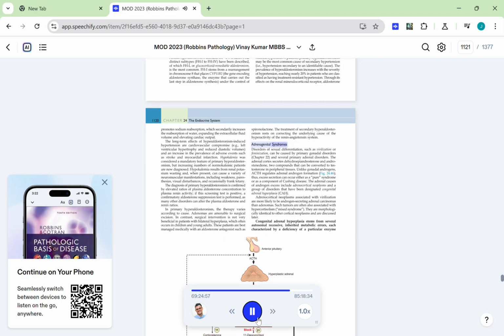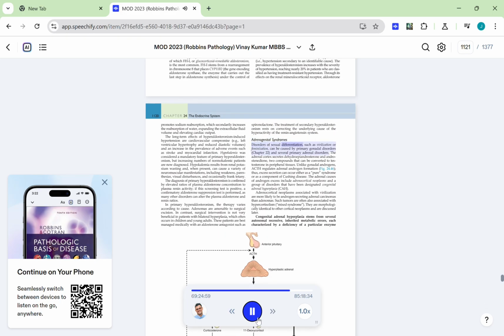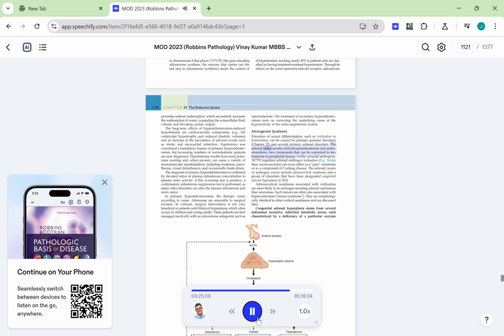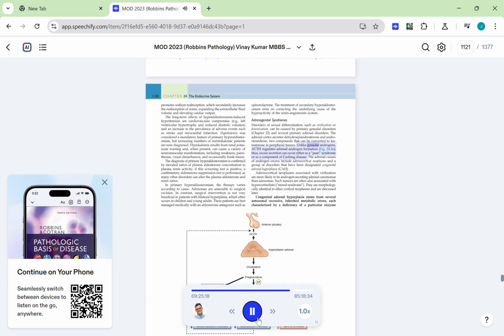Adrenogenital syndromes. Disorders of sexual differentiation, such as virilization or feminization, can be caused by primary gonadal disorders and several primary adrenal disorders. The adrenal cortex secretes dihydroepiandrosterone and androstenedione, two compounds that can be converted to testosterone in peripheral tissues. Unlike gonadal androgens, ACTH regulates adrenal androgen formation, thus, excess secretion can occur either as a pure syndrome or as a component of Cushing disease.